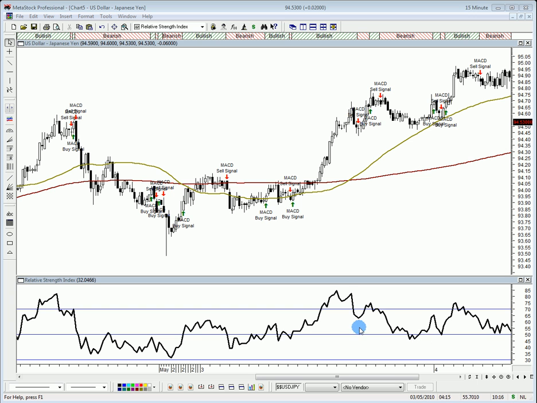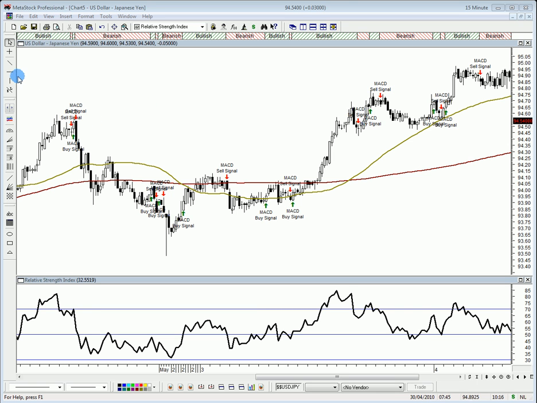Below I've got the relative strength index plotted, RSI. I'm using an intraday time frame setup. It's the 14, not the 21. 21 is for longer term, 14 for shorter term. On the charts, simple, I have my MACD plotted on US dollar Japanese yen. I've got a 50 and a 200 period moving average, and my indicator at the top.